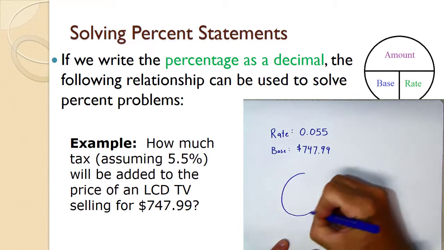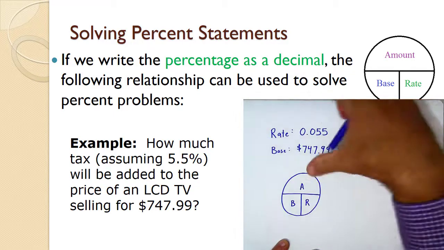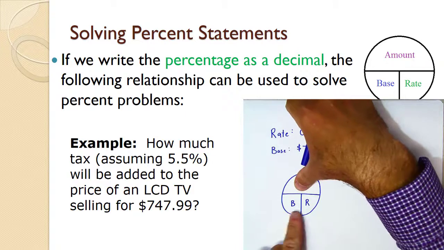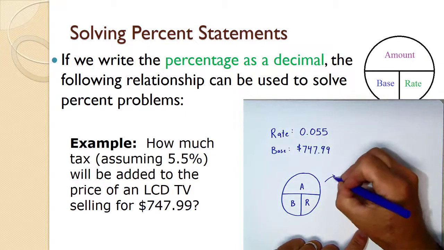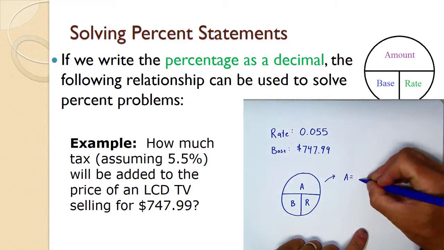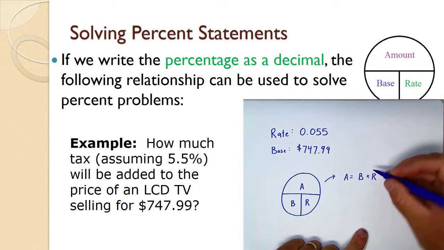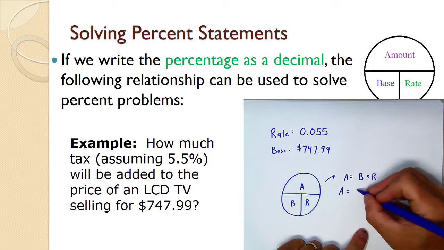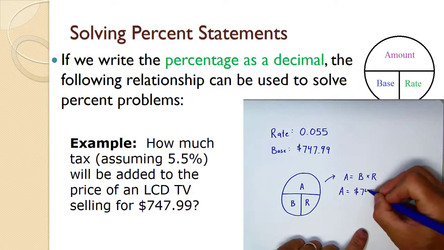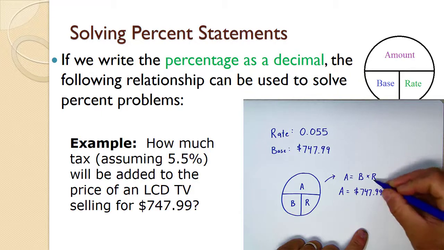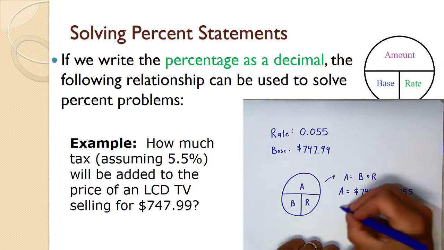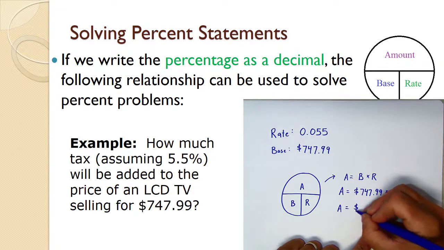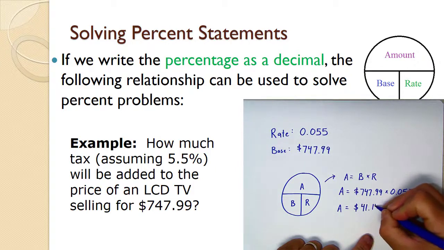And the way we use this wheel is if we're trying to find the amount, we cover that up, and the base and rate are next to each other, which means these two things should get multiplied together. So what this wheel tells us is that the amount is equal to the base times the rate. And so the amount of tax would simply be $747.99 times our rate, but this has to be in decimal form for this method, 0.055. And if you do that on your calculator, it won't be any surprise at all that we get $41.14.